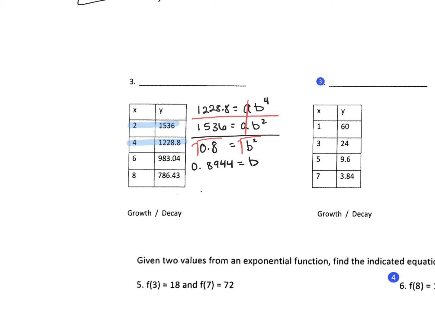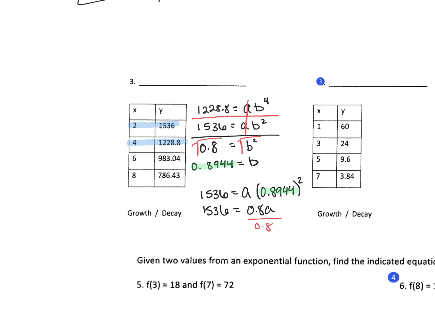So let's see, we'll have 1536 is equal to a times 0.8944 to the power of 2. So again, our b value goes right here in our equation. We should hopefully already have this long decimal. Keep that in your calculator. Just take that answer and square it. But we should know we should get 0.8. So we'll have 1536 is equal to 0.8a.